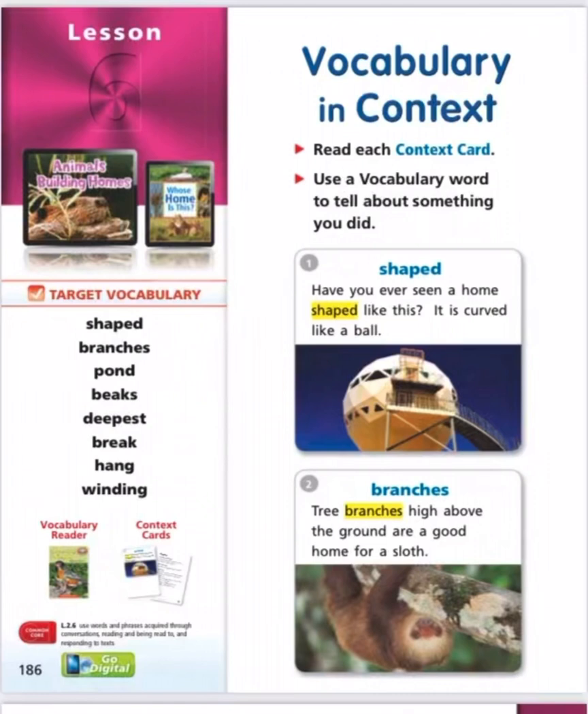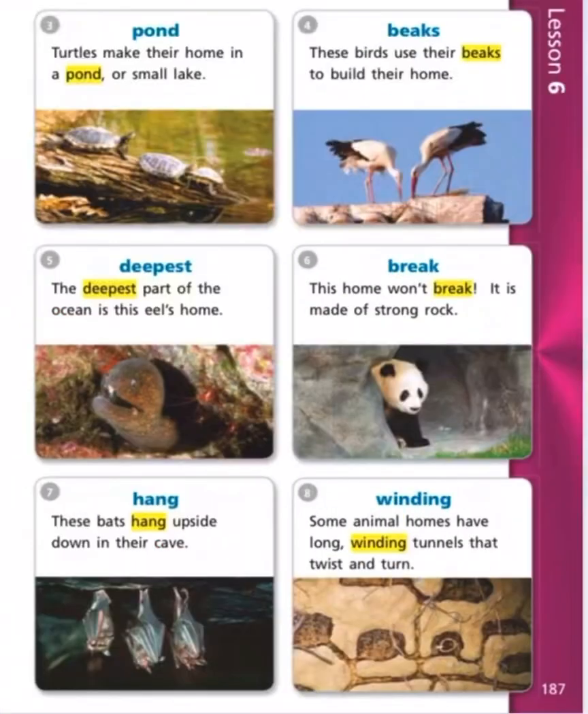Branches. Three branches high above the ground are a good home for a sloth. Pond. Turtles make their home in a pond or a small lake. Beaks. These birds use their beaks to build their home. Deepest. The deepest part of the ocean is this whale's home.